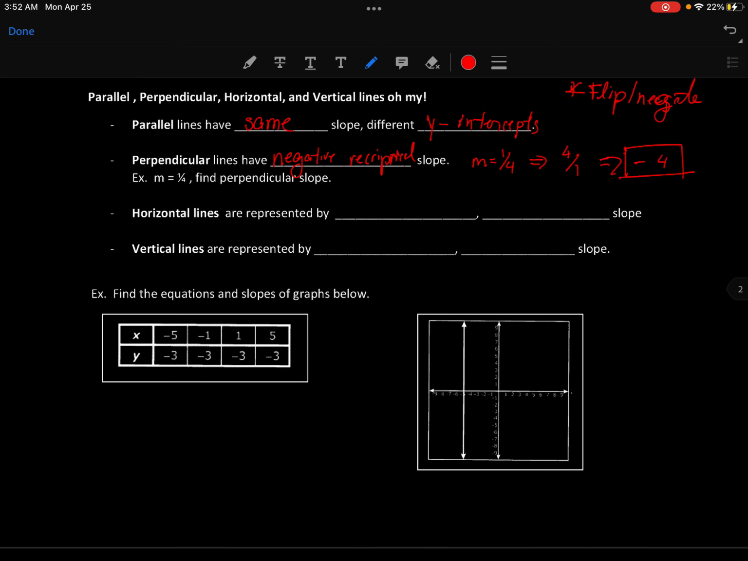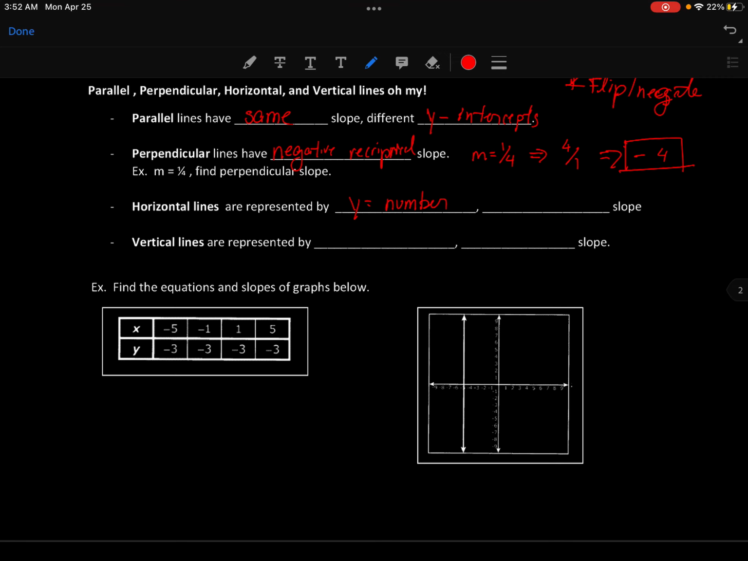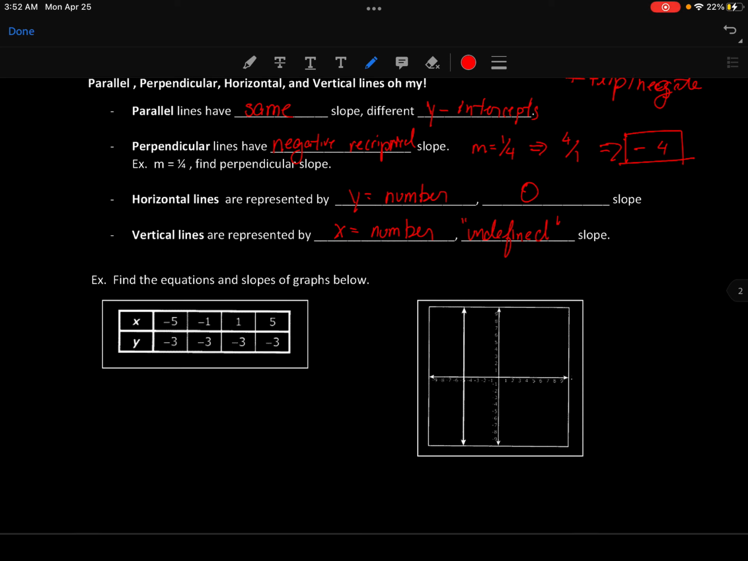Now, horizontal lines are represented by y is equal to a number. And that horizontal line has 0 slope. Vertical lines are represented by x is equal to a number. And these lines have undefined slope. Just some trivia. Now find the equations and slopes of the graph below.